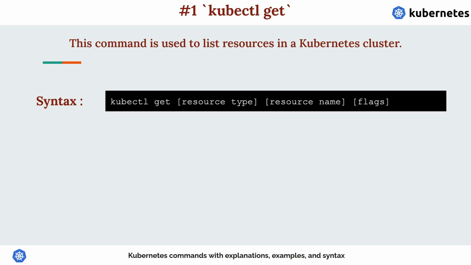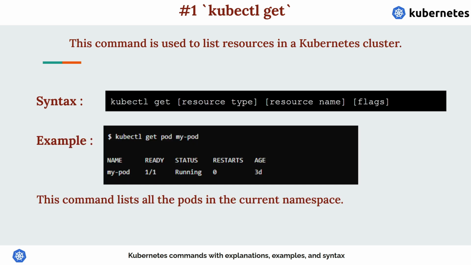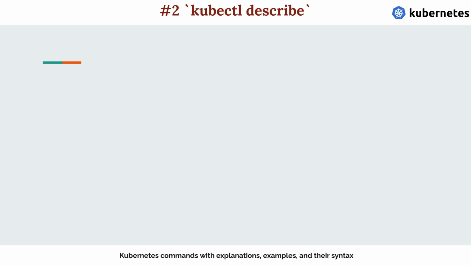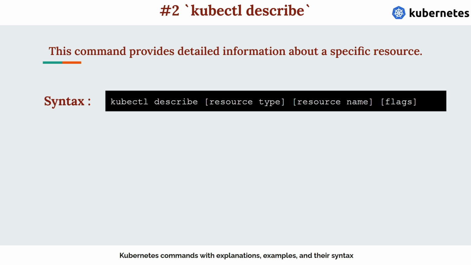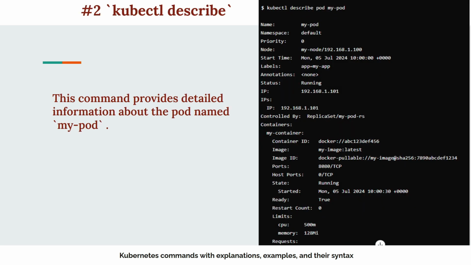Let's see the syntax. The usage of the kubectl get command starts with the kubectl get keyword, followed by resource type, resource name, and flags. This command lists all the pods in the current namespace. Next command is kubectl describe. This command provides detailed information about a specific resource. Let's see the syntax. The usage of the kubectl describe command starts with the kubectl describe keyword, followed by resource type, resource name, and flags. This command provides detailed information about the pod named mypod.